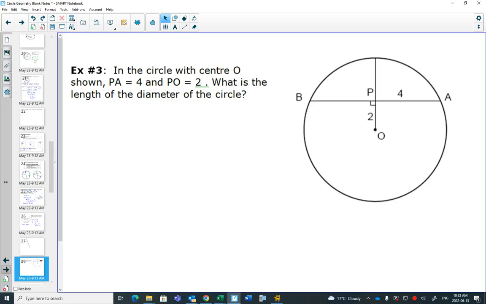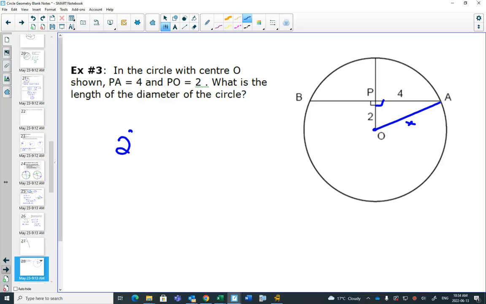Circle, center O. PA is 4. They tell us the angle is 90 degrees. We need to find the length of the diameter. So can we draw an important radius here? Can you see that if you draw this radius here, it is not the 3, 4, 5? No. This one doesn't work out nicely. If I put a little x here, this is 90 on this side too.